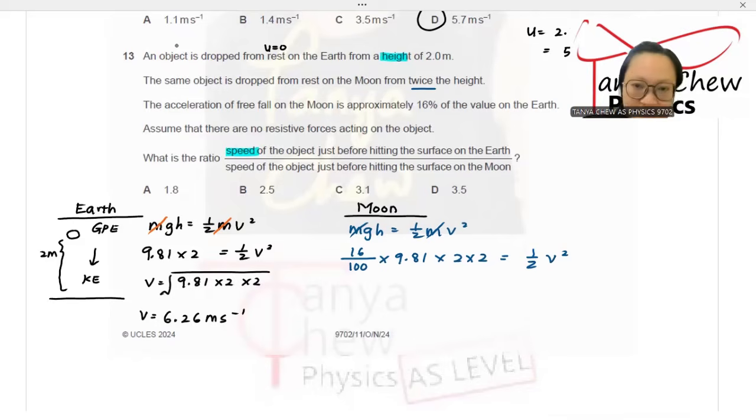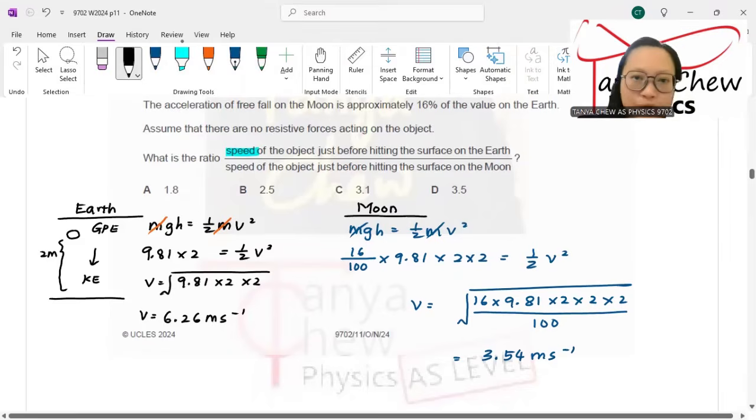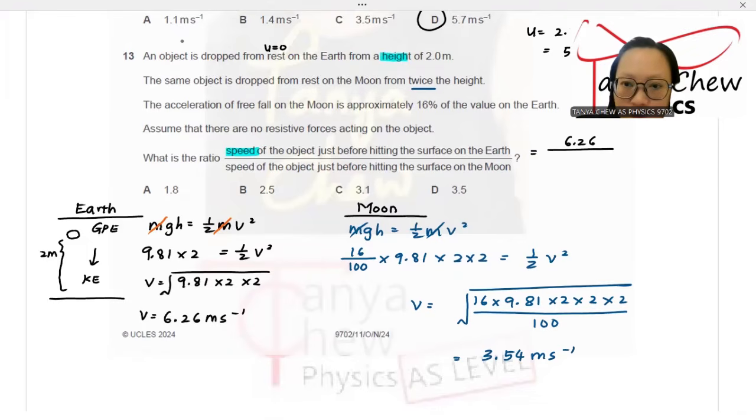Now, when you make v the subject, v is equal to 16 times 9.81 times 2 times 2, and cross multiply the 2 to the other side, over 100. And then when you square root it, you should get 3.54 meter per second. So when you want to find the ratio, you just sub in the values. The ratio of the speed on Earth is 6.26 and the speed of the object on the surface of the moon is 3.54. So the ratio is 1.77, or you round it off to 1.8. That's the answer.